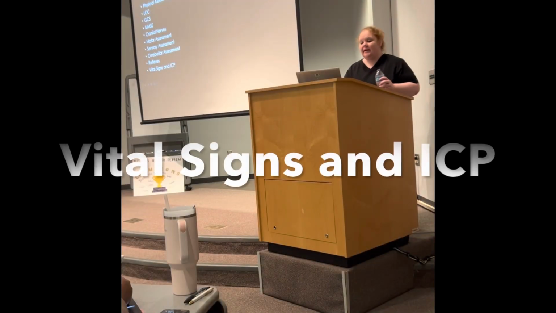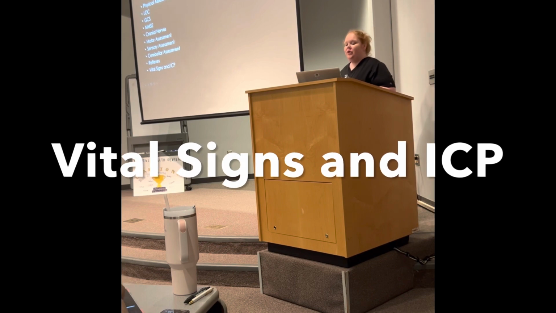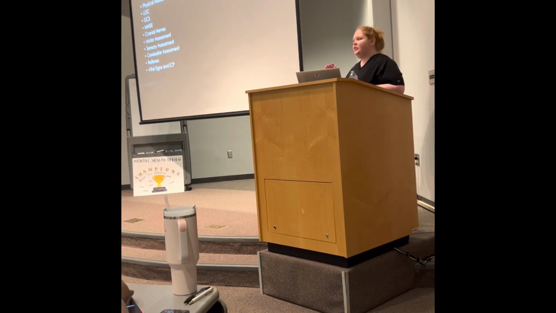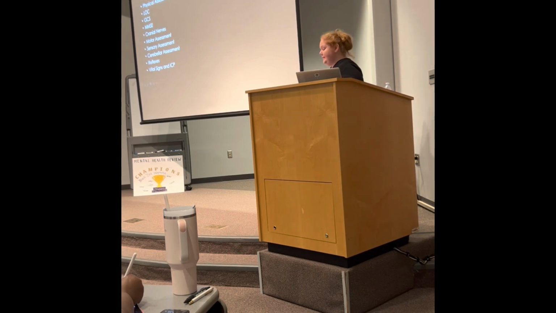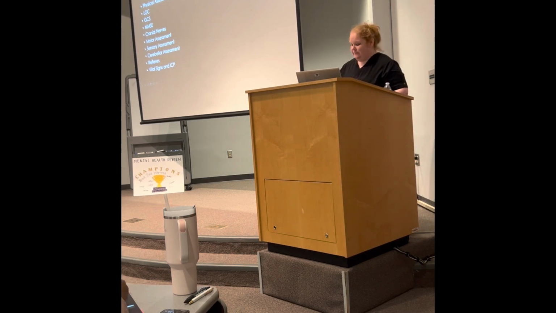Vital signs and ICP. So think back to your vital signs, and then what is ICP? Intracranial pressure. Okay? Your vital signs, heart rate, blood pressure, and respirations, are all regulated in the brain and the brainstem. Changes in the vital signs are usually late signs of an increased ICP. There can be several different reasons to have an increased ICP. Normal ICP is 7 to 15.